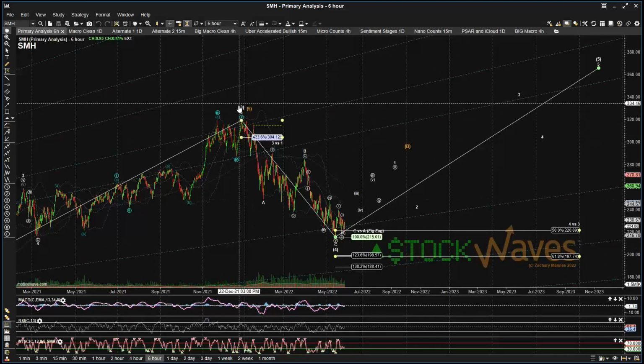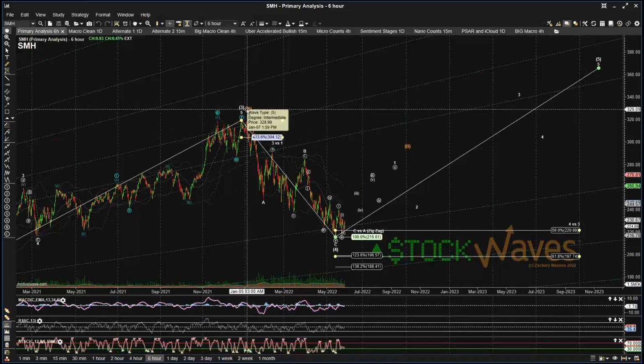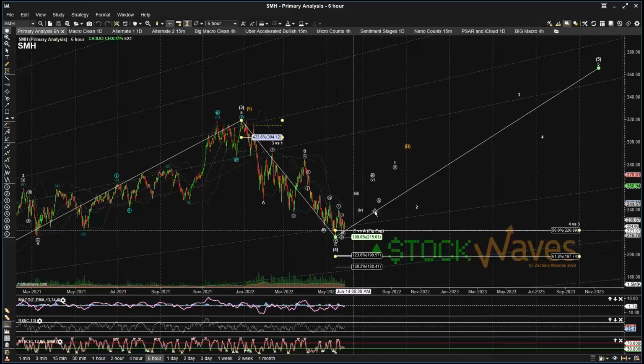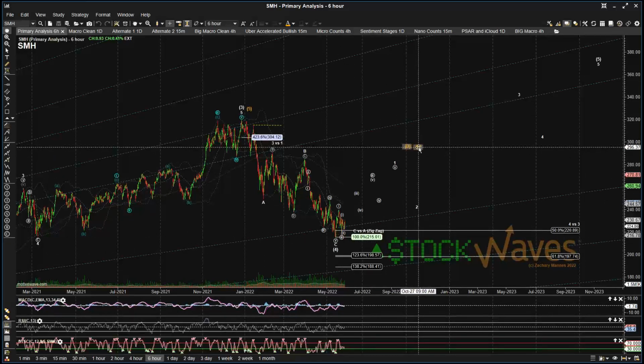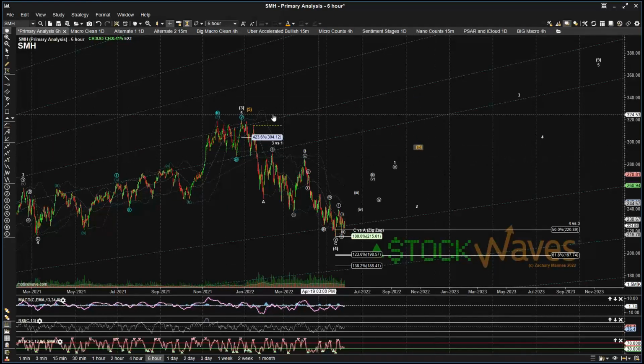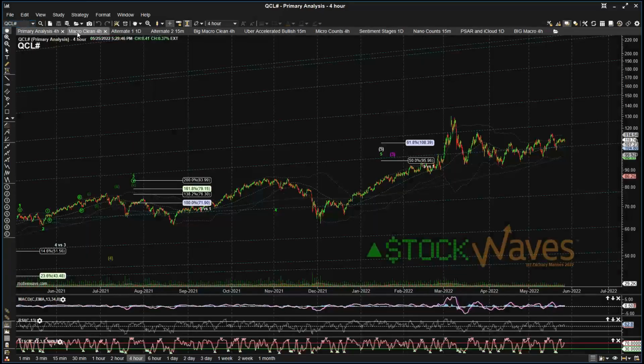Again, it is possible to squeeze in all of the 5 waves up, but at the very least, we have a clean ABC move down, which should be getting a larger bounce at the very least as a larger degree B wave. All right, moving on, let's take a look at oil next.